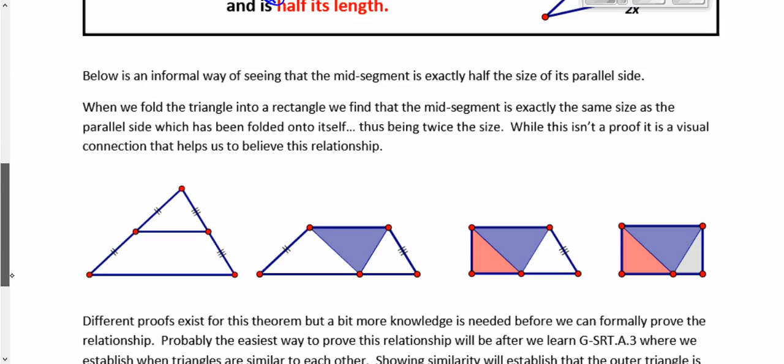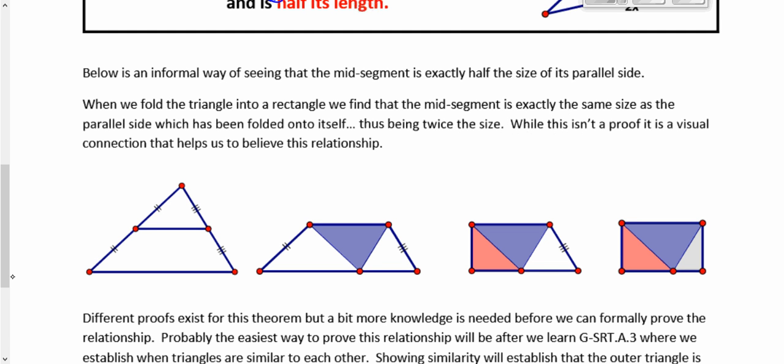So let's quick look at this here. Again, they're doing this paper folding. Let's say you have a paper triangle and you got a mid-segment in the triangle, right?